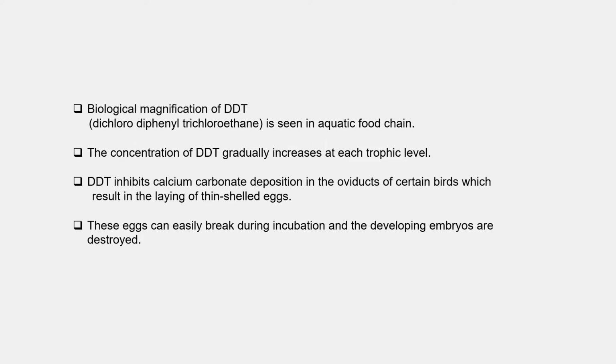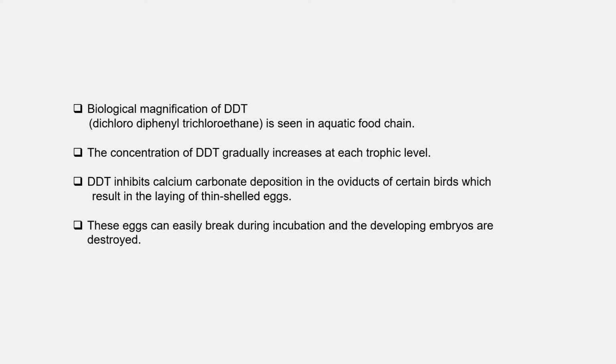Right? So here we talk about biological magnification, where the concentration of DDT, dichloro, diphenyl, trichloroethane, gradually increases at each trophic level. Trophic level means first producers, primary consumers, secondary consumers. Each position we call a trophic level.